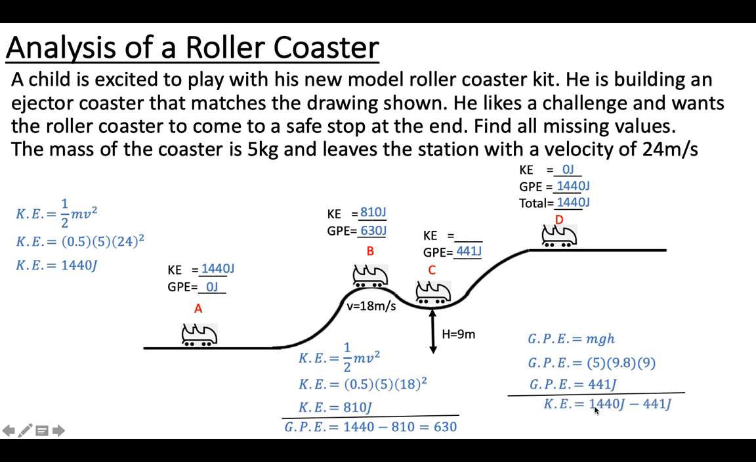we just got to subtract 1,440 minus 441, because that's the potential energy piece. And how much is left over for kinetic? 999 joules. I guess I forgot to put the answer in this spot. It's up here though. If you subtract 1,440 minus 441, you get 999 joules.